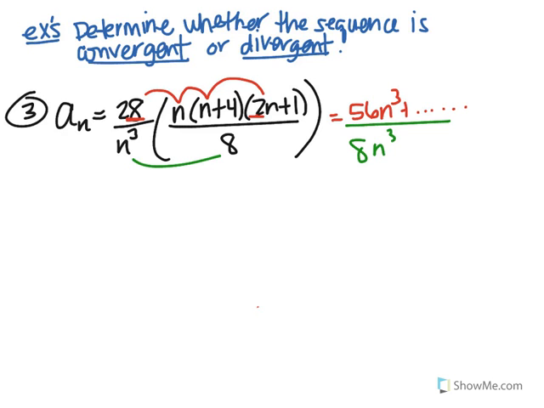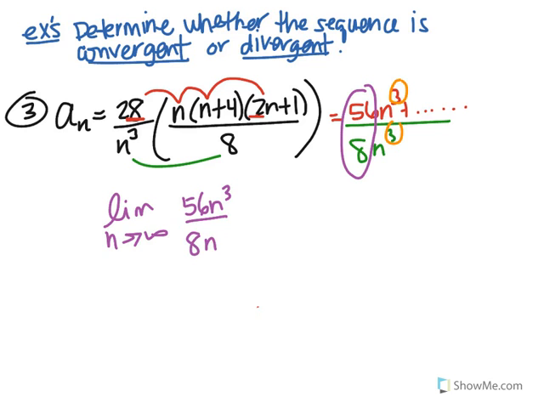So it looks like we have the same dominant term. And so that means we're going to take the ratio of the coefficients. So if I were to take the limit as n approaches infinity of this 56n cubed over 8n cubed plus, and this would be continuing forever, we would just get 56 over 8, or 7. So because the limit is a single number, that means that the sequence is convergent, so therefore it converges.